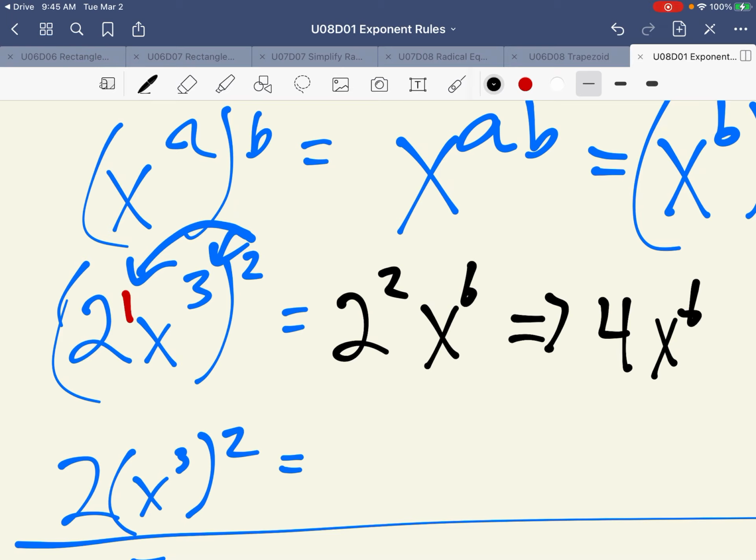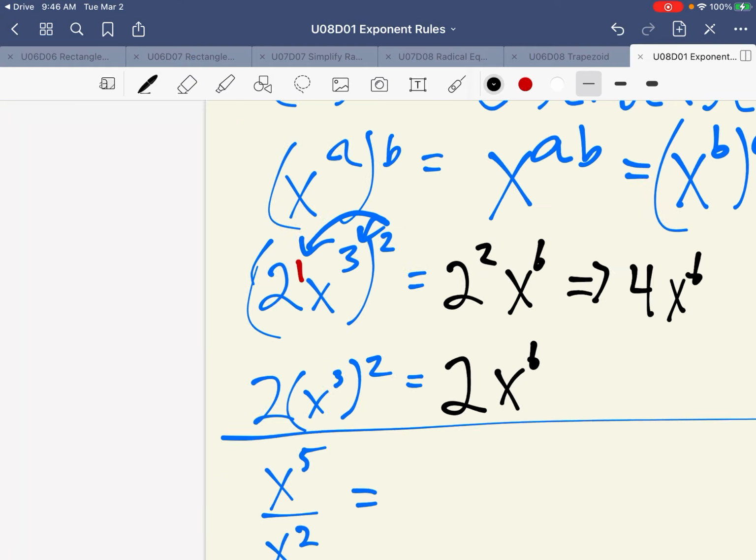So if there's multiple terms inside of the parenthesis, you apply the power rule to all of the exponents of all of the terms, and constants have an exponent of 1 normally. In the second example, because the coefficient is not inside of the parenthesis, the power rule will not be applied to the coefficient, and we will just get 2x to the 6th.